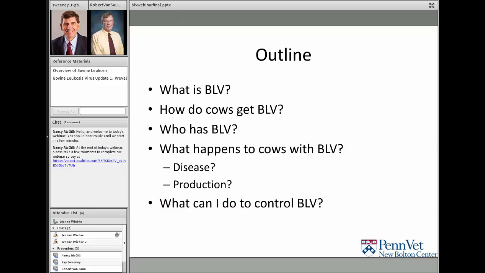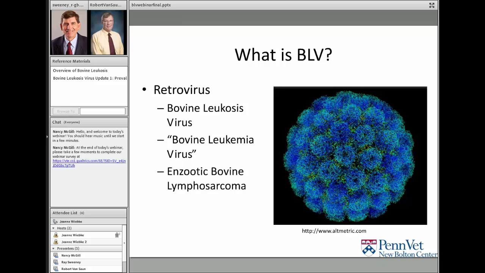This is just a brief outline of what we'll be covering this afternoon. What is BLV? How do cows get BLV? How do we know which cows have it, and how many cows have it? What happens when cows are infected with the virus? What diseases does it cause, and does it have any other effects on production? And then finally, we'll end with what can I do to control BLV? So we'll start right in with what is BLV.